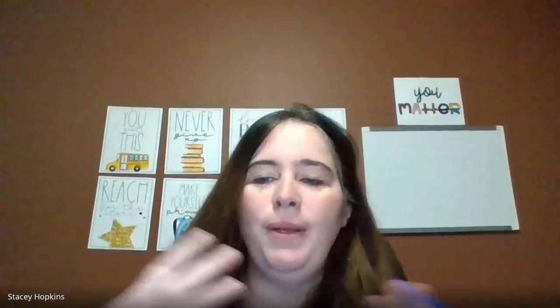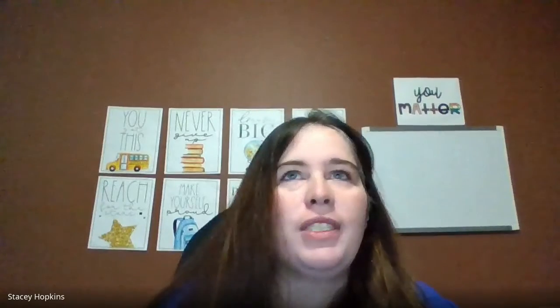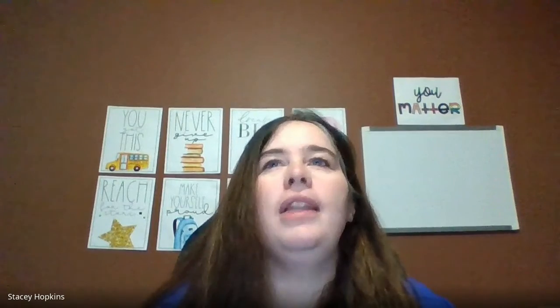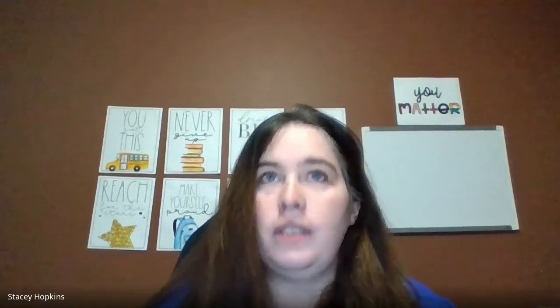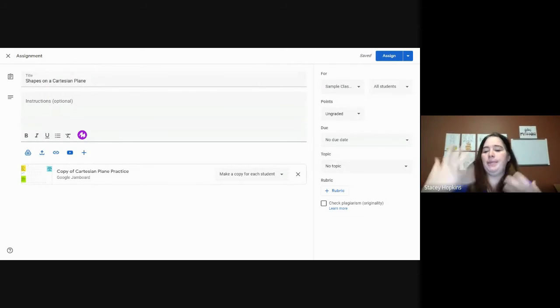Okay, so a couple more tips and tricks with Jamboard. I'm just going to present from the classroom view again. This is an example of an assignment I gave last year. We were doing transformational geometry, so we were doing shapes on a Cartesian plane. When I assigned that, I would have assigned make a copy for each student, because I would want each student to be able to do it individually.